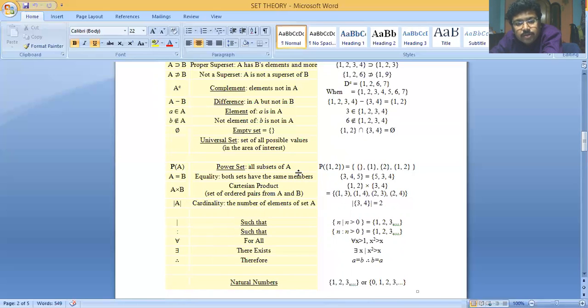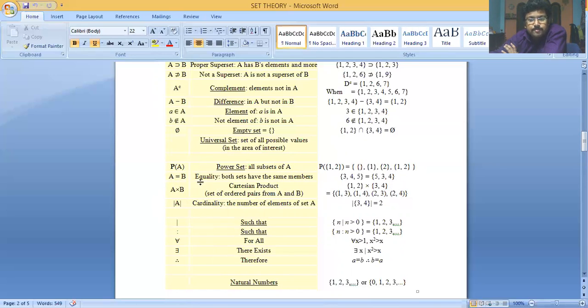All subsets of A is the power set: the null set, {1}, {2}, {1, 2}. These all are the subsets of set A.